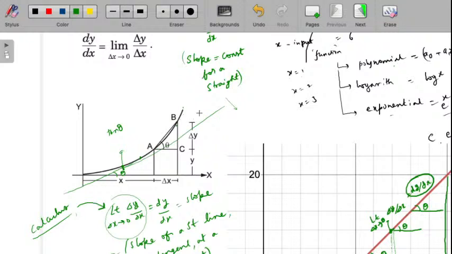How would we calculate the slope of a tangent? As we know, the slope of a tangent is nothing but the slope of a straight line, which can be obtained by just calculating tan theta. So here the angle theta made with the x-axis would give the slope of this tangent, which means that is going to be the slope of this curve at this given point.